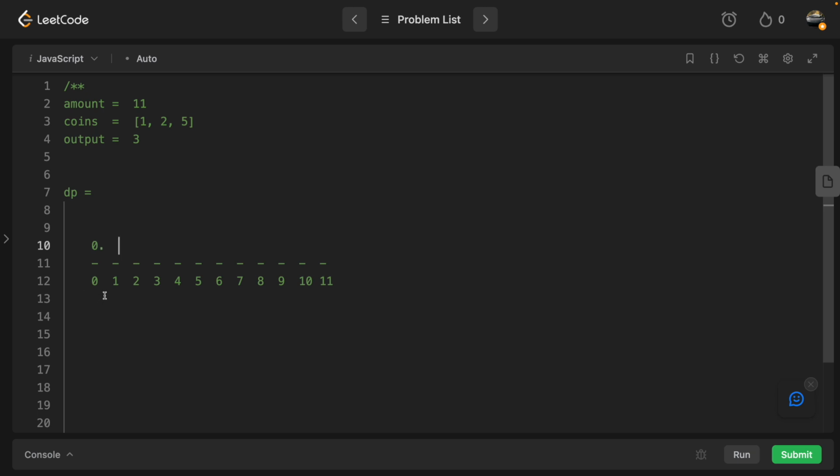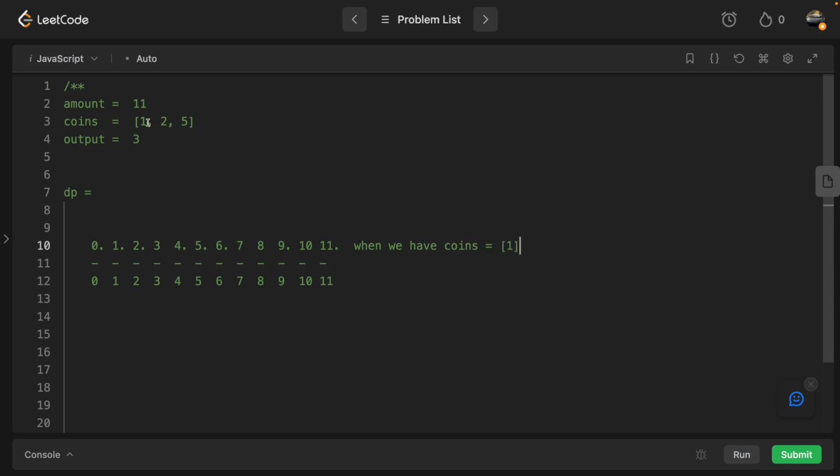And what about when the amount is 1? If we have the 1 coin, what is the minimum number of coins to make up the amount 1? The answer is 1, because we need 1 of the 1 coin. What if the amount is 2? We will need 2 of the 1 coin, so it's going to be 2. What about when the amount is 3? We need 3 of the 1 coin, so here is going to be 3. And here is going to be 4, 5, 6, 7, 8, 9, 10, and 11. I will also put it here when we have coin equal 1.